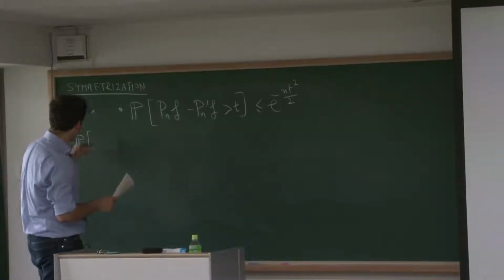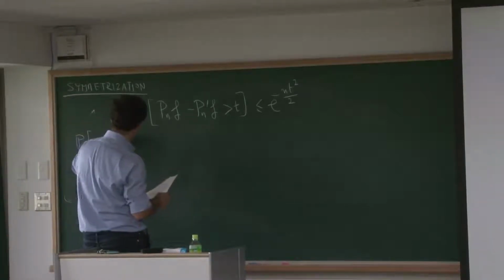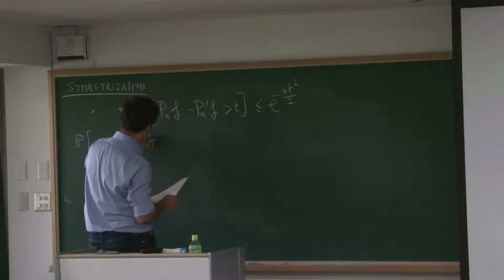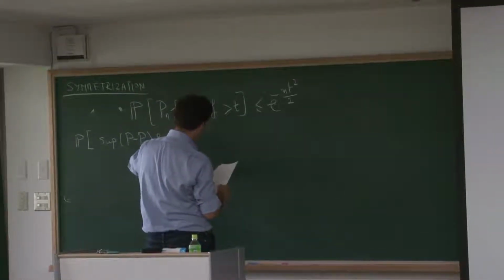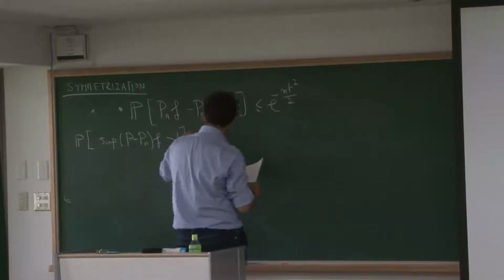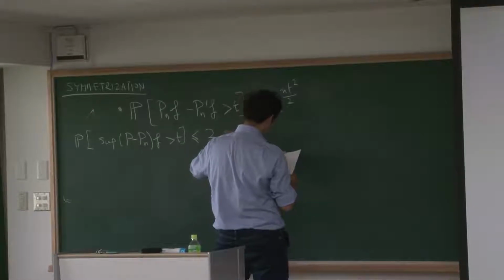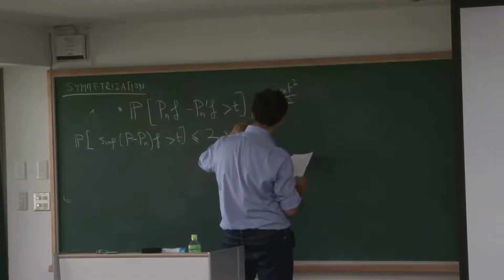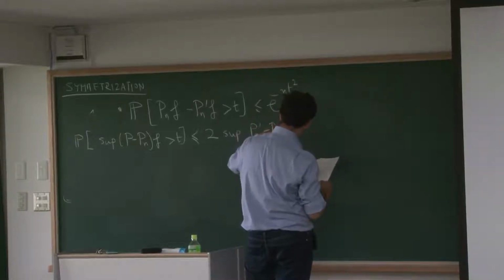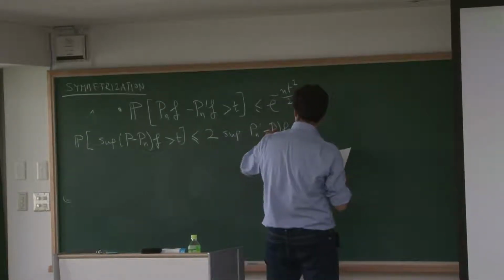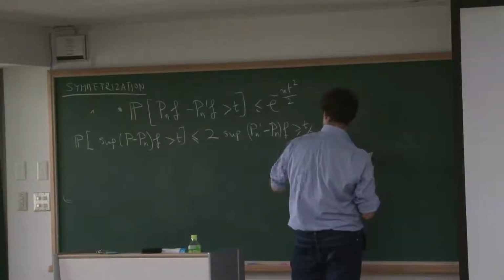If you just write the sup of P minus Pn of f bigger than t, it is itself now smaller than 2 times the sup of Pn prime f minus Pn of f bigger than t divided by 2. So this is the symmetrization lemma.